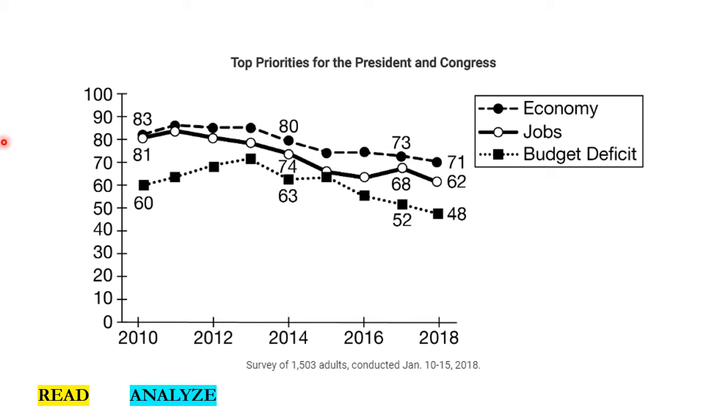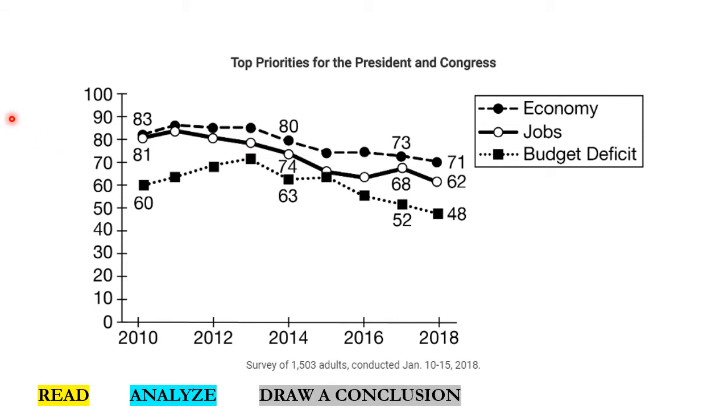Let's analyze it though. We look for trends. Now, immediately you think, oh, the trend is down, but I don't know about that because in budget deficit, it goes up and then it comes down and then it goes back up. So I don't know if that's a solid trend. Rather, I would go with the fact that the trend I'm seeing is that the economy is consistently the top priority and the budget deficit is consistently the lower priority of the three. And of course, jobs is right here in the middle pretty much the whole time. That's the trend I'm recognizing.